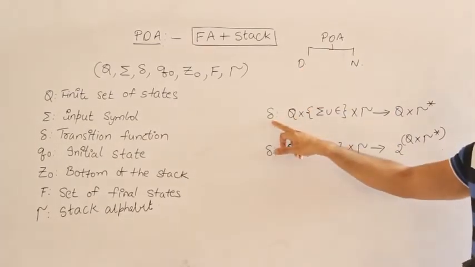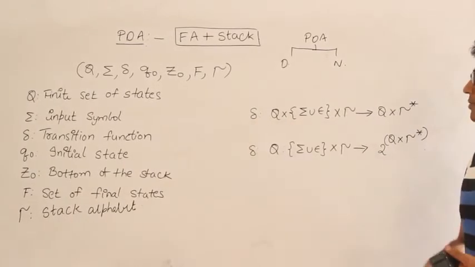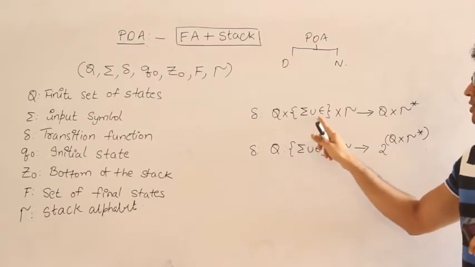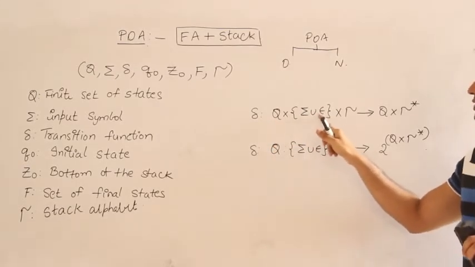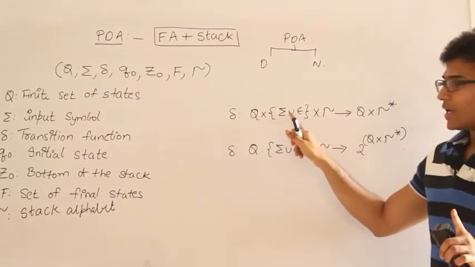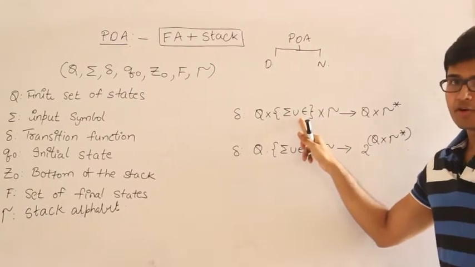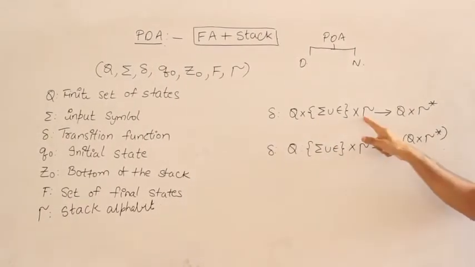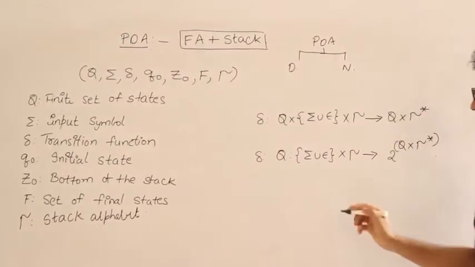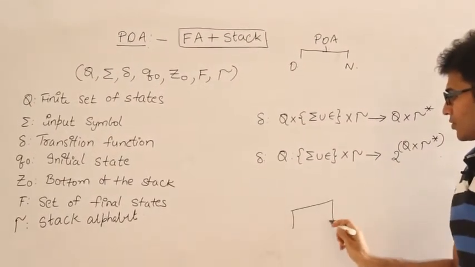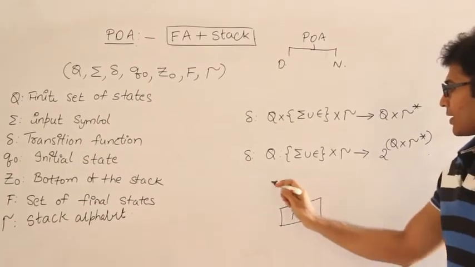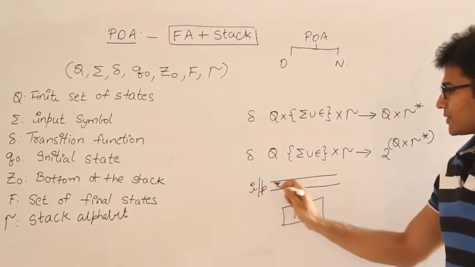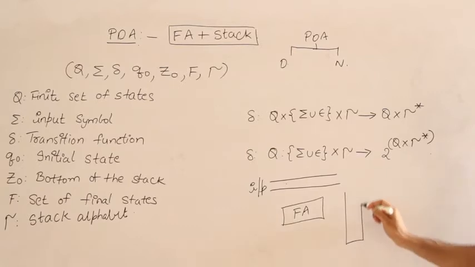Now, in a deterministic push-down automata, the transition function will be like this. If you are in one particular state, and you see either an input alphabet or epsilon, any one of them could be defined, but both of them cannot be defined. And then there is tau, which is one symbol from the top of the stack. It is like this: you have a finite automata, which is having input, and then a stack.